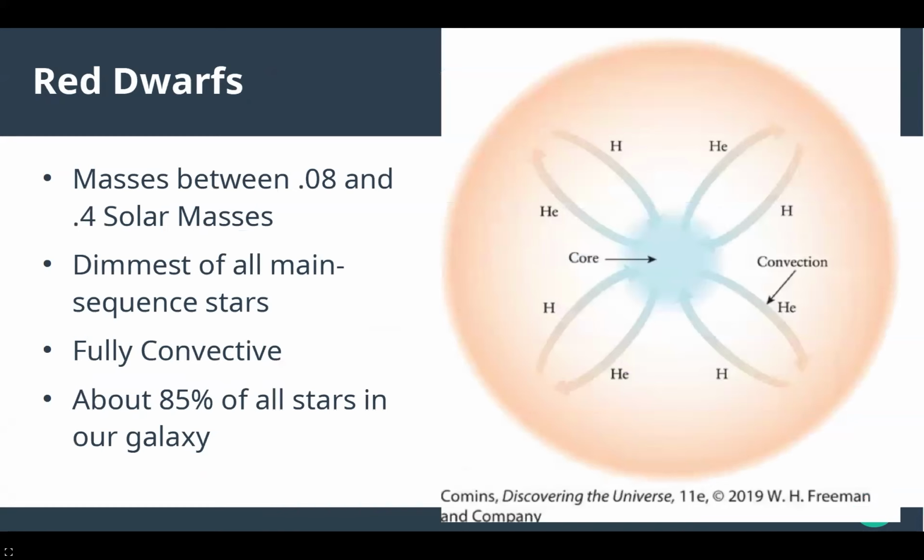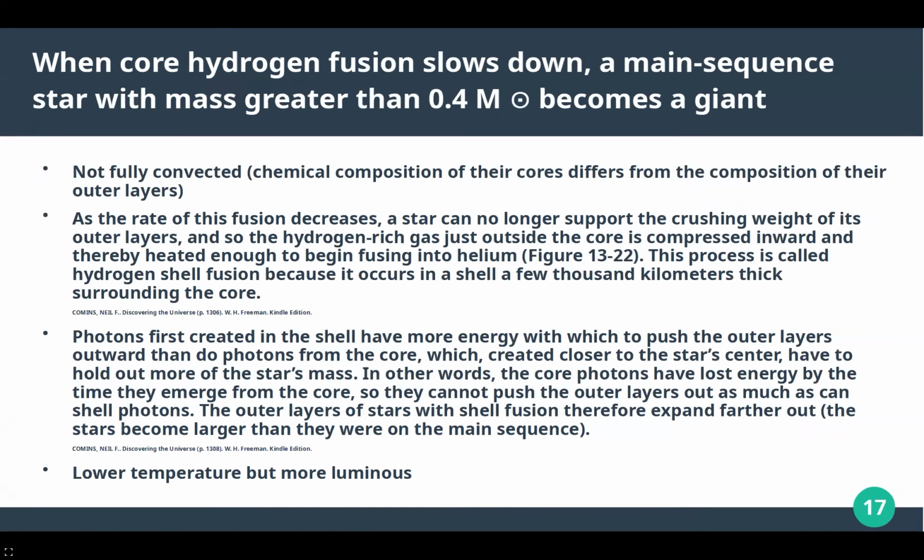They're the dimmest of all main sequence stars and fully convective, where hydrogen will be pulled in towards the core and helium will be pushed out of the core and eventually pushed out of the star itself, leaving a completely hydrogen-based star. So they are about 85% of all stars in our galaxy.